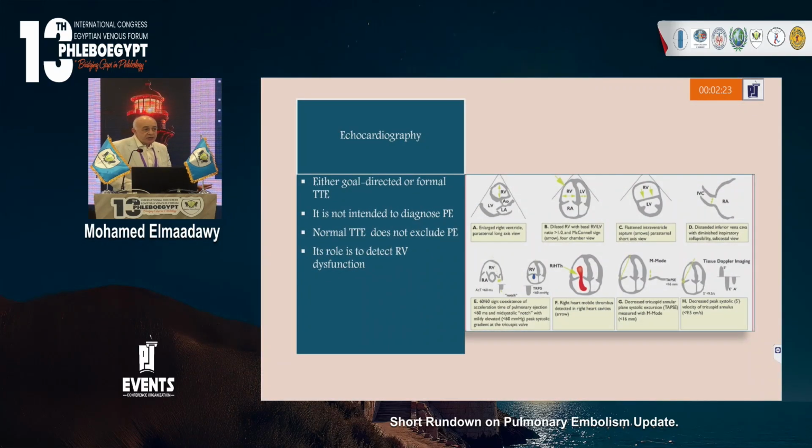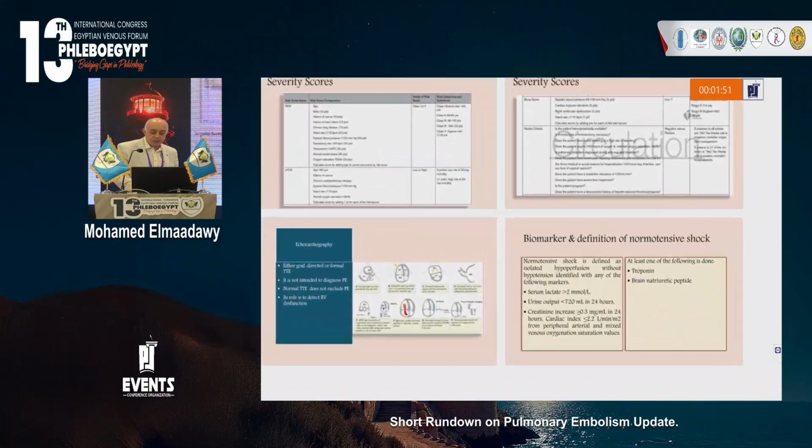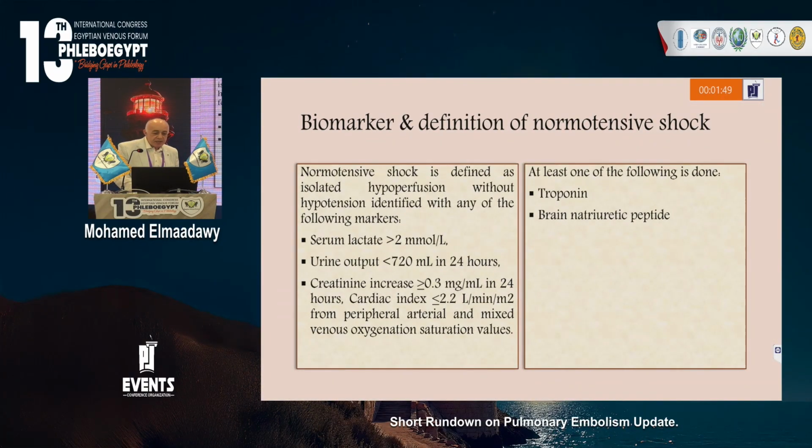The echocardiography can be performed on two protocols, either goal-directed or formal transthoracic echo. It is not intended to diagnose PE. This means if there is no finding inside of this, you should not rule out pulmonary embolism till your patient has pulmonary embolism. The right-hand photo shows the changes that could be taken into consideration while performing this transthoracic echo. The biomarker and normotensive shock.